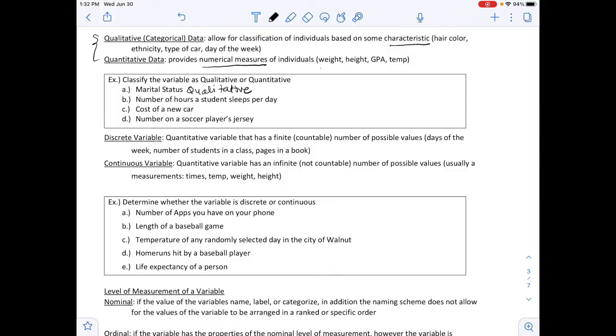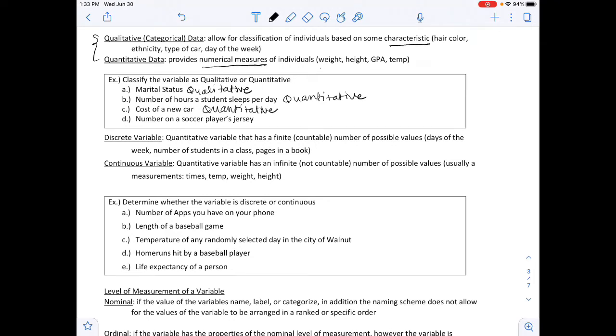Part B says the number of hours a student sleeps per day. Since we are talking about a numerical value of number of hours, that would be our quantitative data that we're talking about here. Part C says the cost of a new car, which again is a numerical measurement. We can measure it, and it's numerical, it's a number. This is also going to be quantitative.